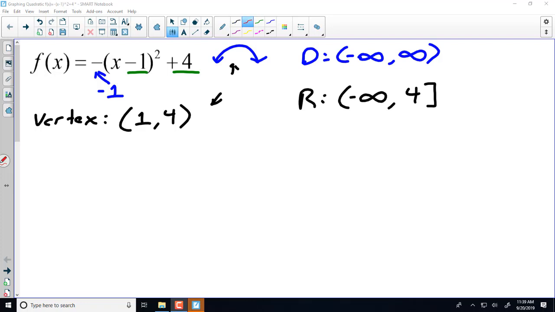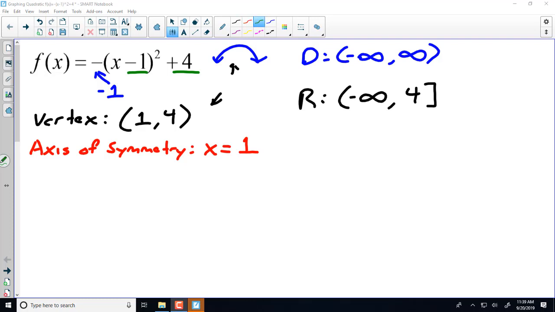Also, once we get the vertex, we can give the axis of symmetry. Don't let the axis of symmetry spook you. It's always a vertical line, so it's going to be x equals, and it's just going to be the same x value as we found in the vertex. So x equals 1, just like that.